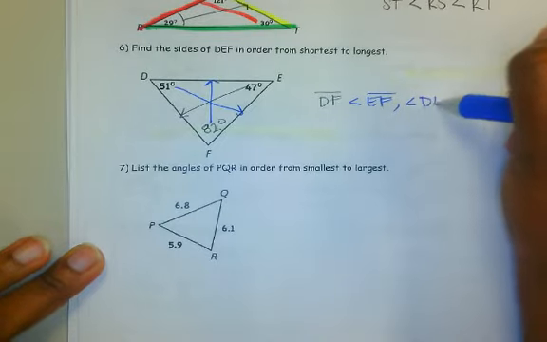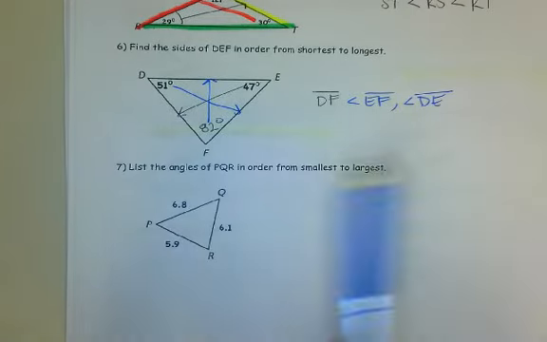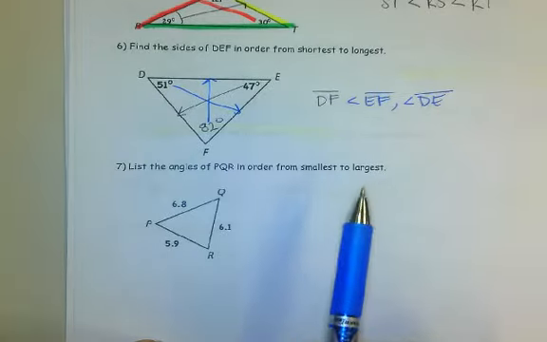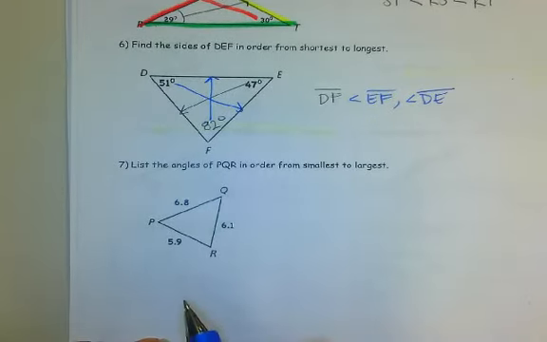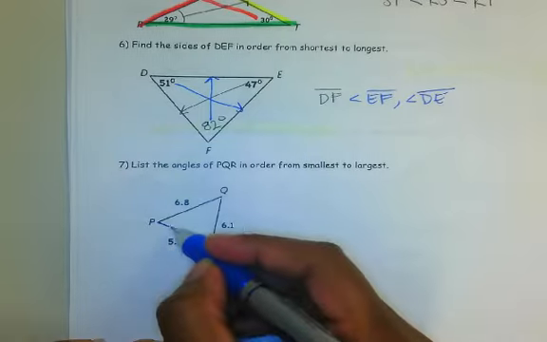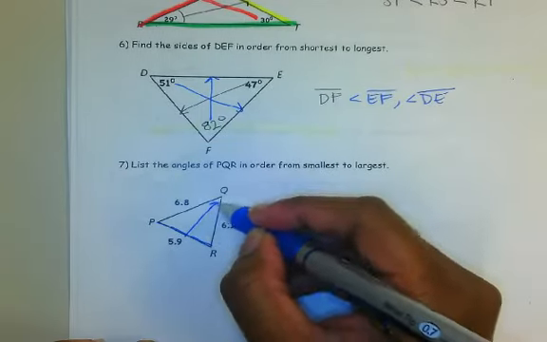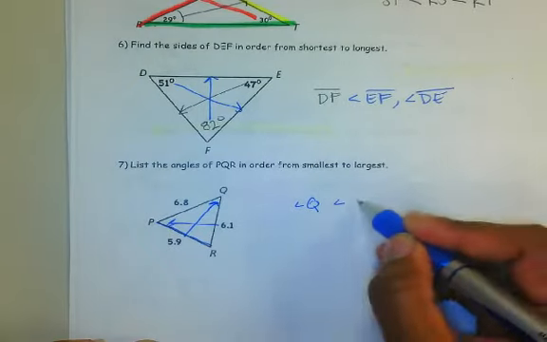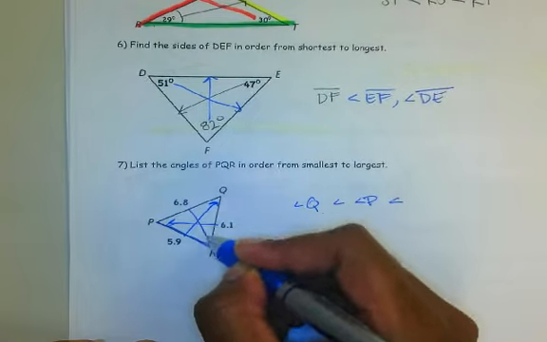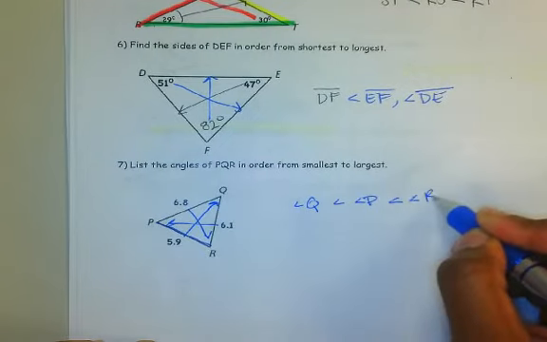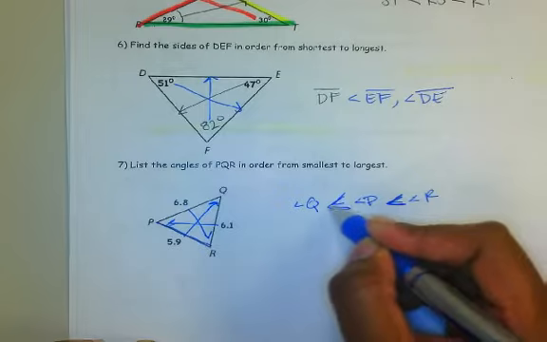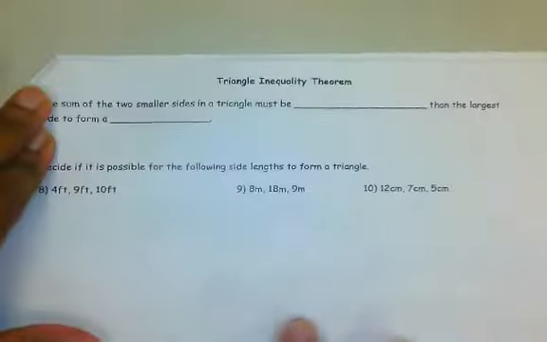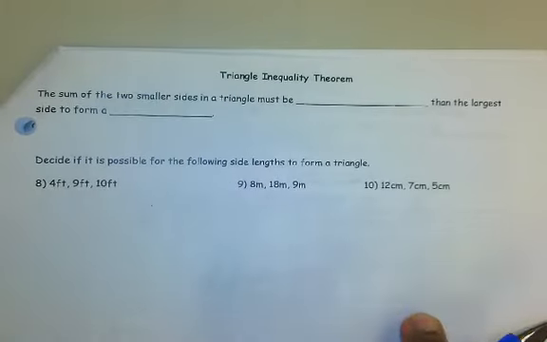All right, last part. So the triangle inequality theorem. The sum of the two smaller sides in a triangle must be larger than the largest side to form a triangle. Okay, so here we go. We have to take the two smaller ones and make sure they're larger than the bigger one. So 4 and 9 are smaller than 10. So 4 plus 9 needs to be greater than 10. 9 plus 4 is 13. That's greater than 10. So yes, it's a triangle.